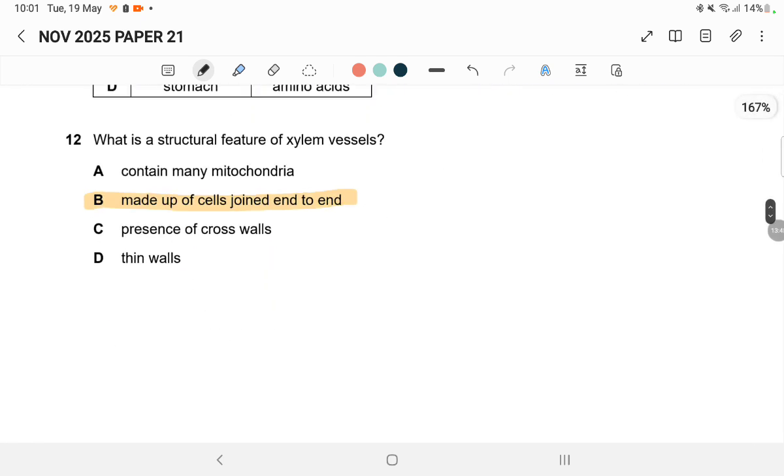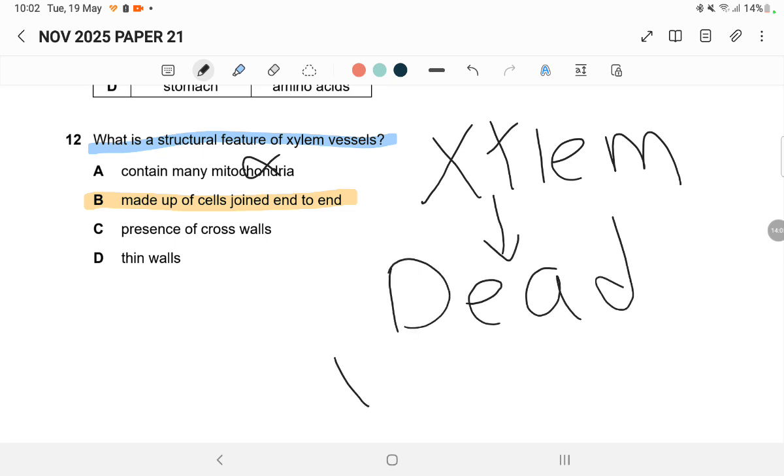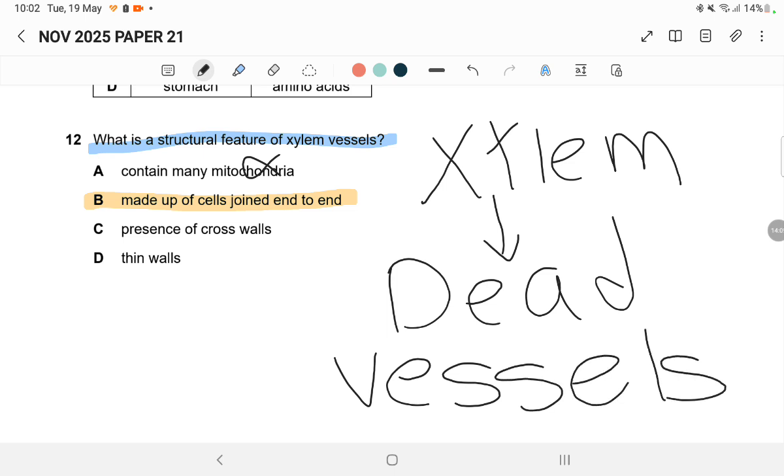Question 12 is telling you, what is the structural feature of a xylem vessel? Okay, it's made up of cells joined end to end. First of all, let me tell you that A will be incorrect, because a xylem vessel is a dead vessel. I'm sure that in paper 4 you learned that xylem vessels are dead vessels, so basically they won't have any mitochondria, and they won't have cross walls.